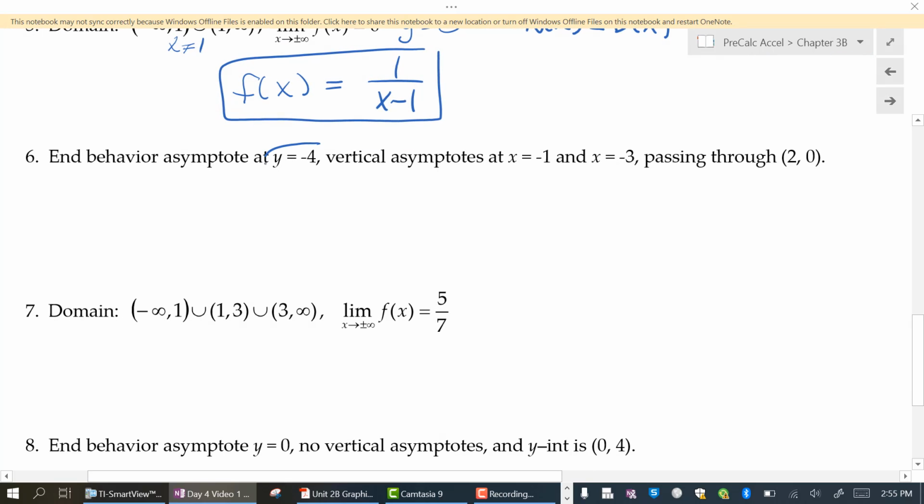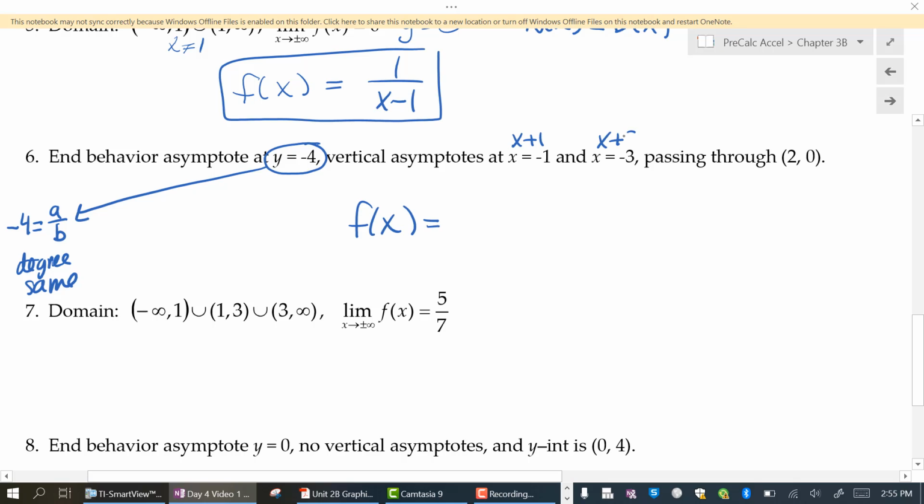All right, I have an end behavior asymptote at negative 4. Anytime it's a specific number, that means negative 4 is the ratio of my leading coefficients, meaning that my degrees are also the same. I also have vertical asymptotes at negative 1 and at negative 3, meaning my denominator will have x plus 1, x plus 3. And it must pass through 2, 0, meaning my x-intercept is at 2.